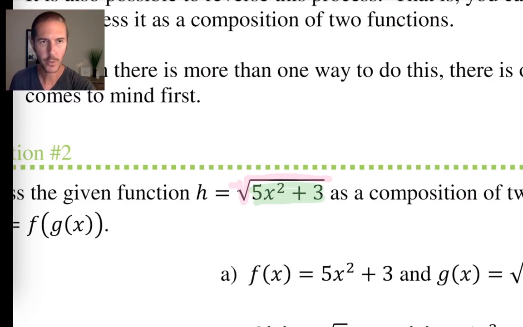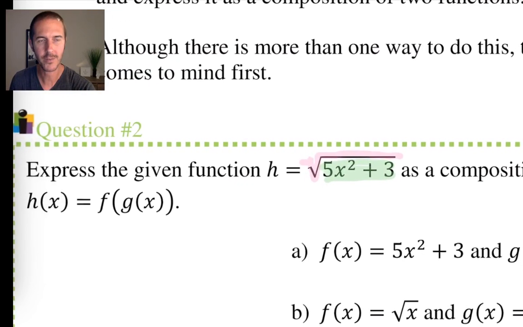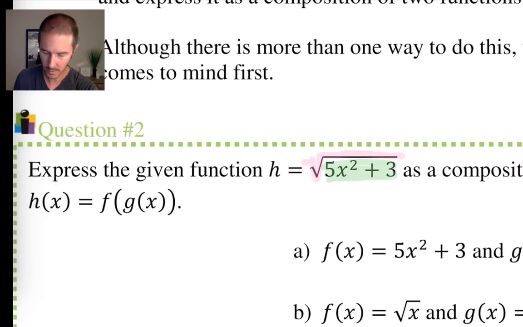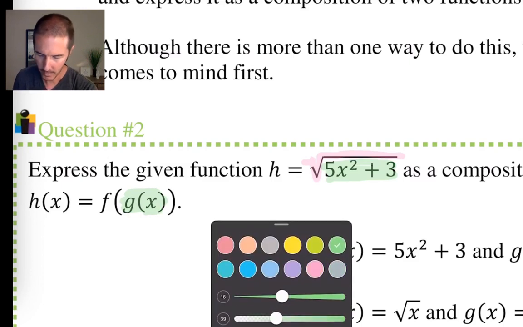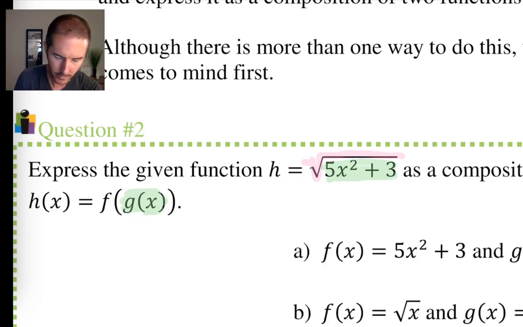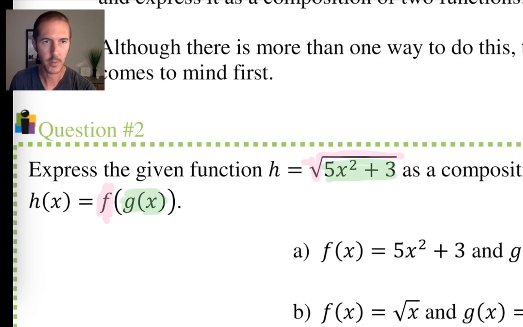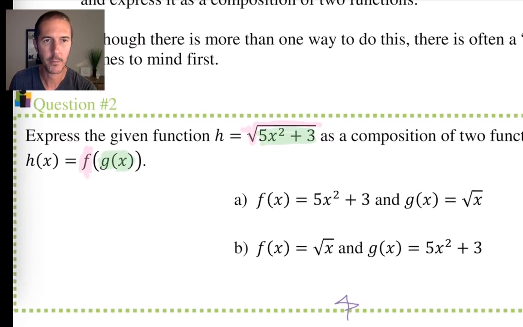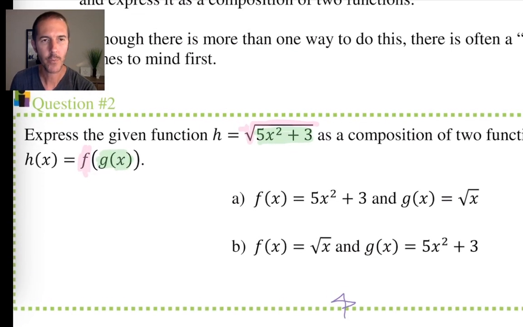So I would tend to say the 5x squared plus 3 is inside of the square root function. So when you then go and you try to express this as a composite function, I think it's a good idea for the inner function, g of x, to be the 5x squared plus 3, and then I would let the outer function be the square root function. And then how do you denote that you've made that decision about how to decompose this thing? You would write it like this.